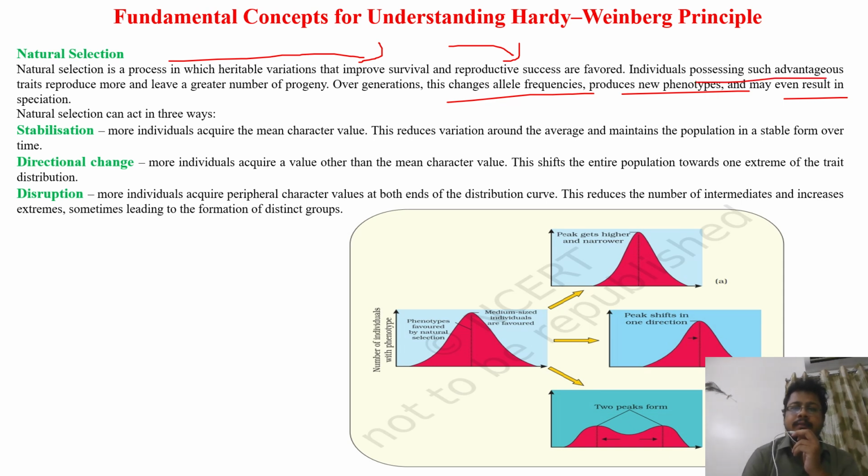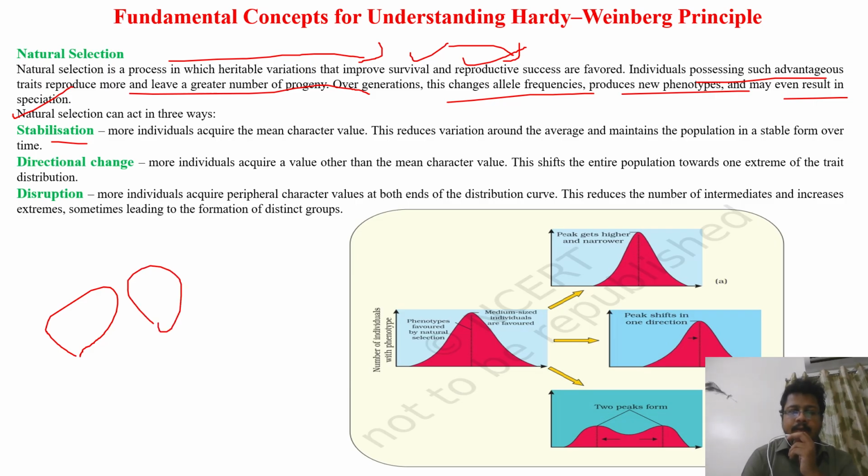Individuals possessing such advantageous traits produce more and have a greater number of progeny, because it provides reproductive success and improves survival. So natural selection can be of three types. One is stabilization, in which the population acquires the mean character value. Suppose there are three types of worms. One is a red worm, one is a yellow worm, and one is a red worm with yellow spots in it.